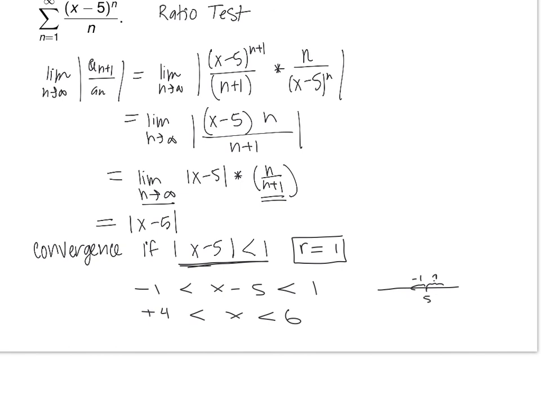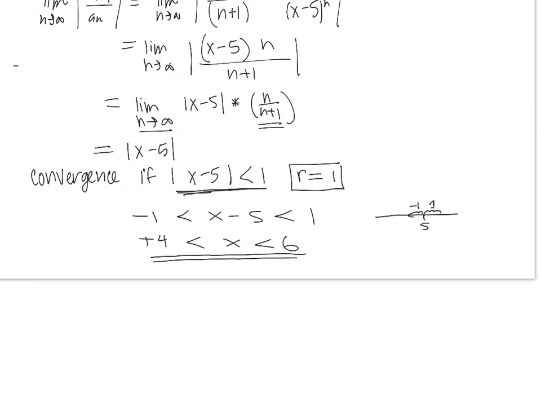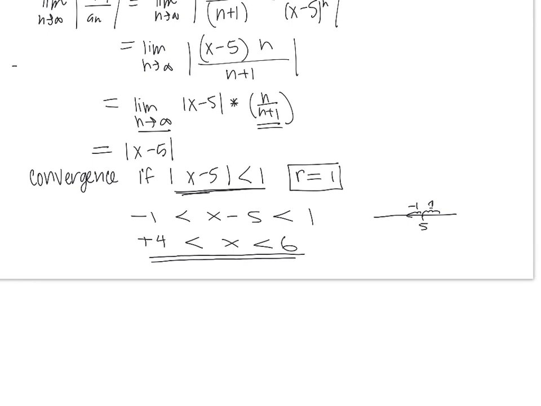Okay, so you know that you converge between 4 and 6. Now the thing is that this ratio test is inconclusive when your ratio is equal to 1. So to completely find the interval of convergence, you have to test the endpoints. So you must actually test what happens when x equals 4 and what happens when x equals 6.